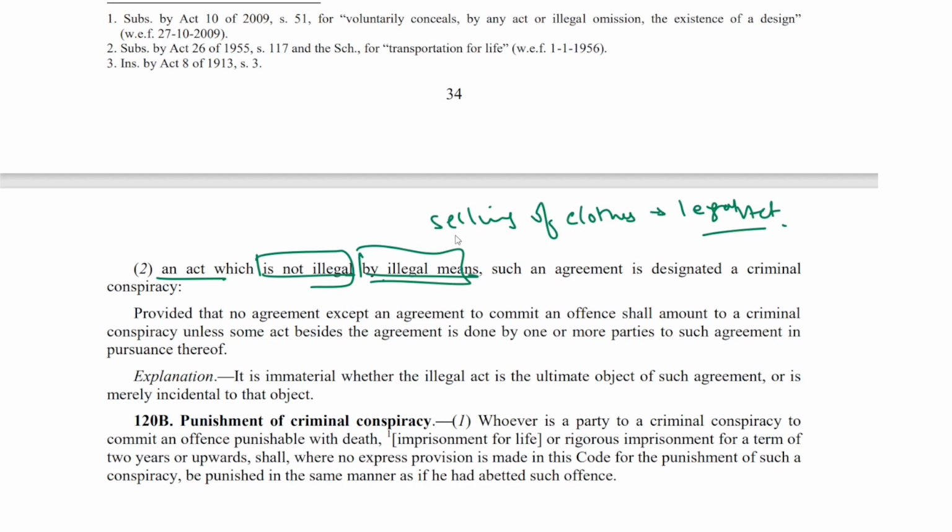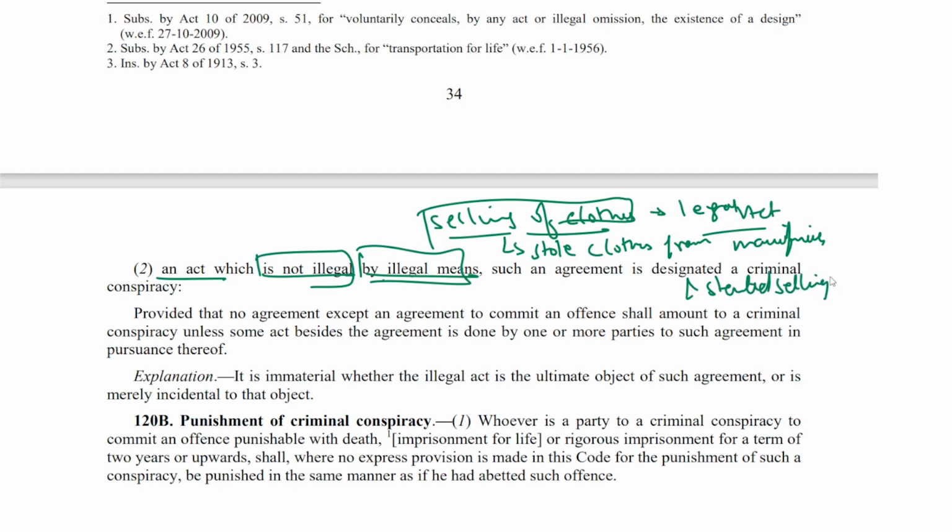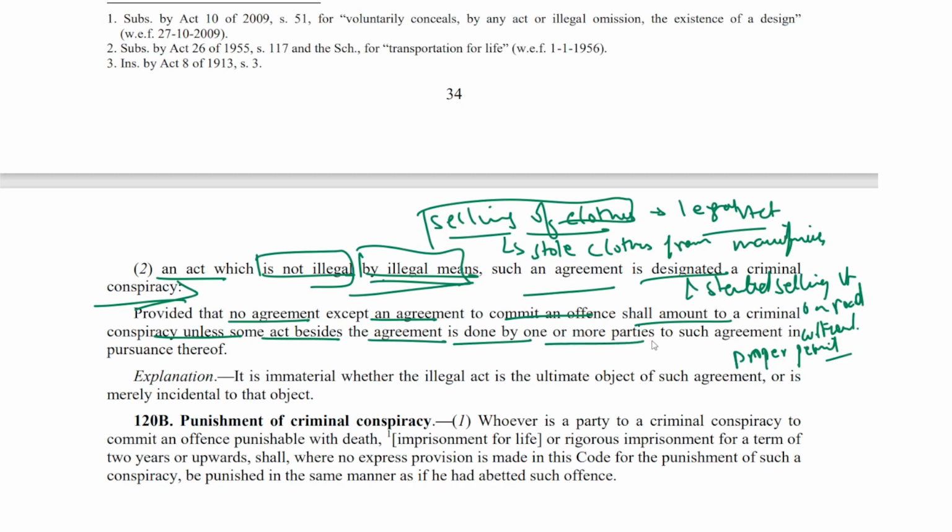But what if we steal clothes from a manufacturer and start selling them on the road without a proper permit? Then it will be considered illegal means, and such an agreement is designated as a criminal conspiracy. Provided that no agreement except an agreement to commit an offense shall amount to a criminal conspiracy unless some act besides the agreement is done by one or more parties to such agreement in pursuance thereof.